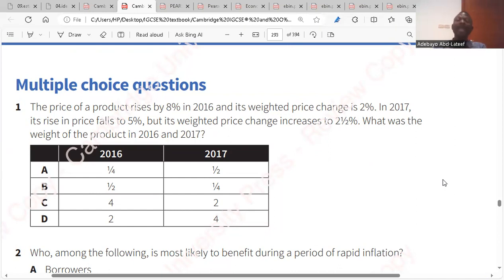So that is 8%, which is 8 over 100. 8 over 100 multiplied by 102. What does that give you, please? 8.16. 8 point what? 16. 8.16, yeah. Let me check something here. 8.16.